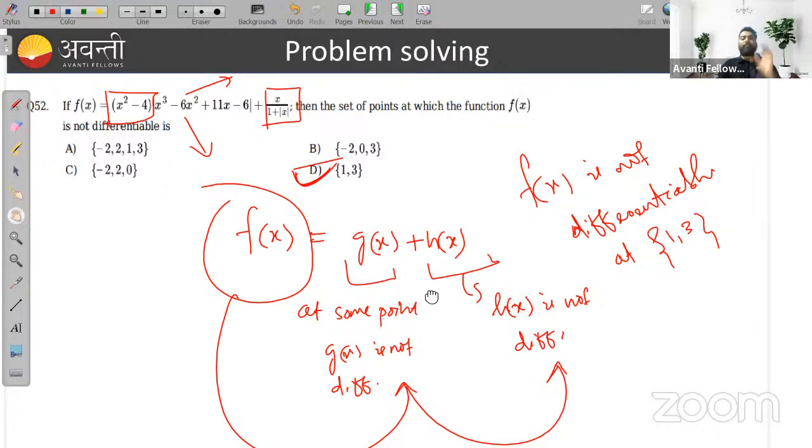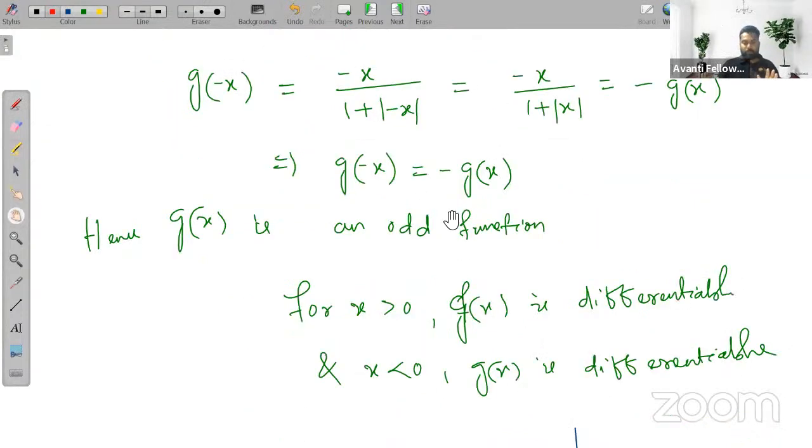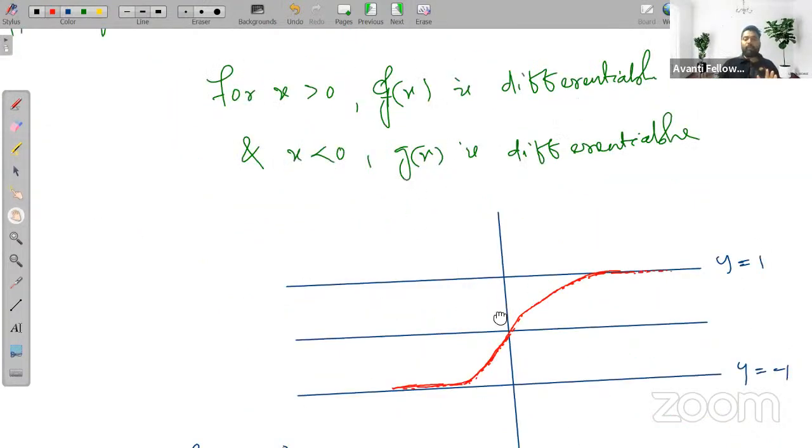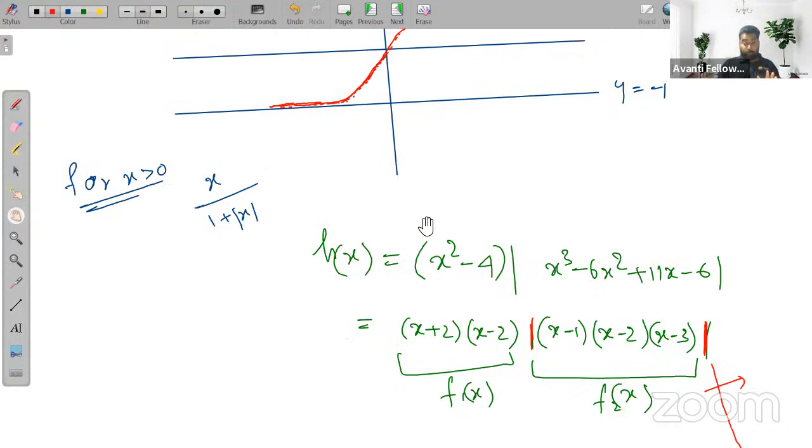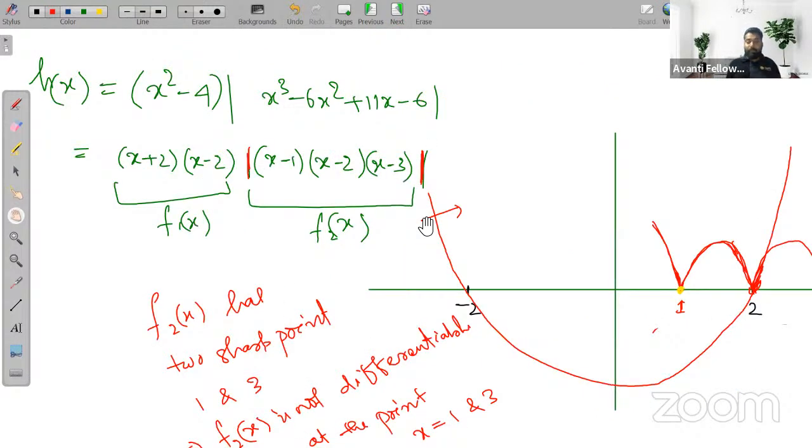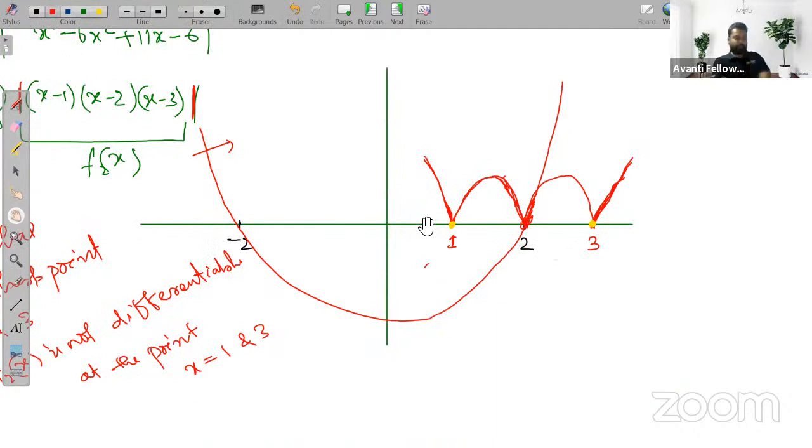Clear? So graphically we can solve these questions. You need to draw the graph properly, then you can solve this type of question easily. Right? Sure. Let's move to the next question.